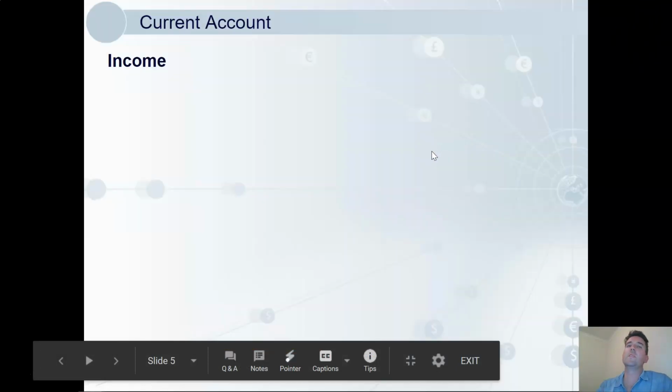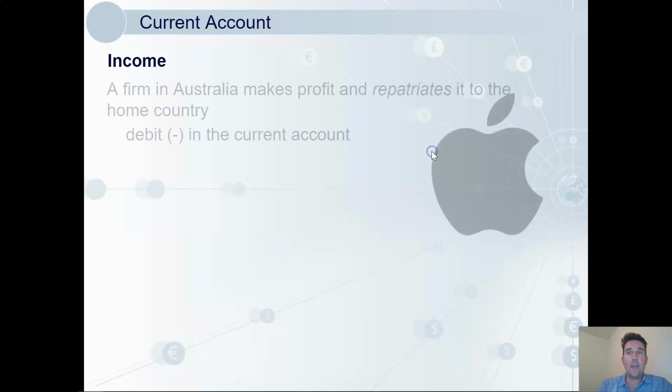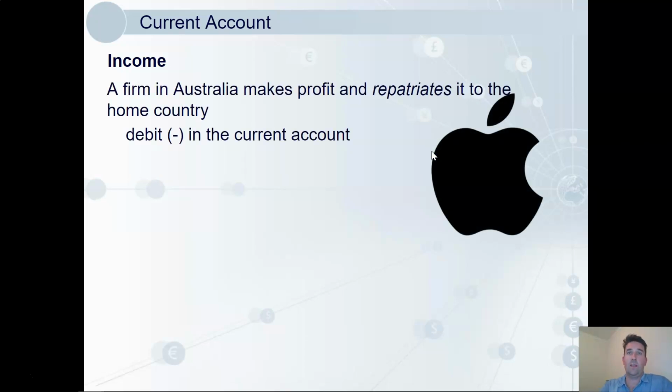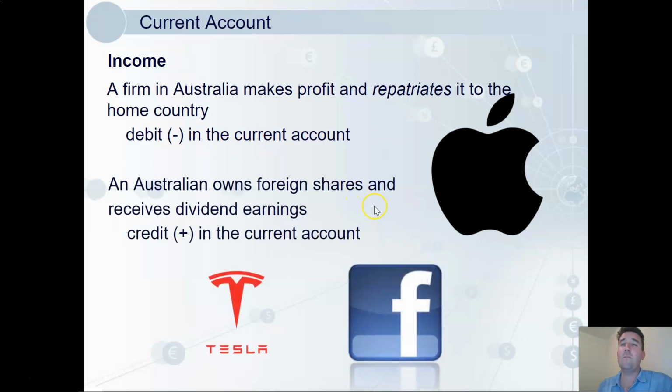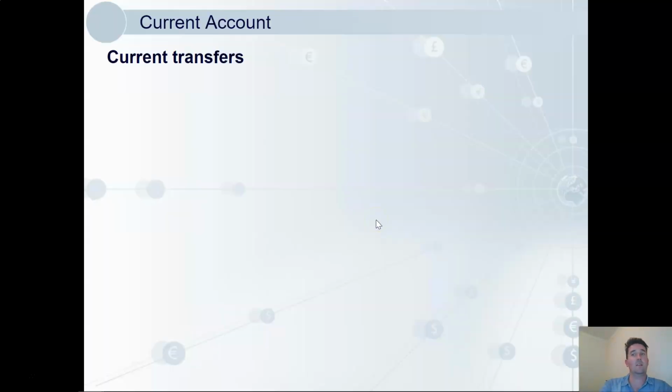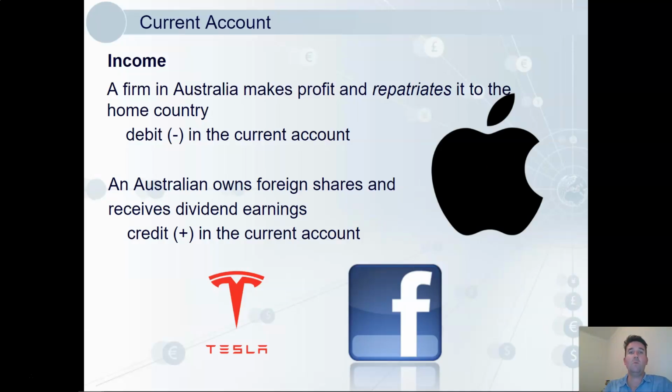Another way that money moves in the current account is income. Let's say Apple make profits here in Australia. They're going to send that money back to their shareholders, most of whom would be based in the US. The money leaves Australia, so it's a debit in the current account. On the other side, if I own shares in foreign companies like Tesla or Facebook, I will receive a share of the profits. So that money is going to come into Australia and be a credit in the current account.